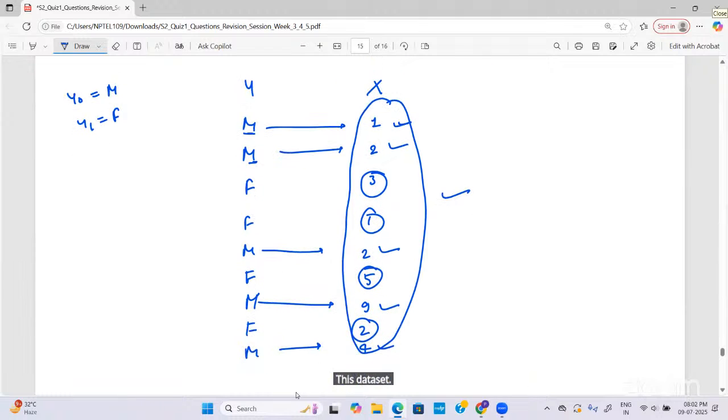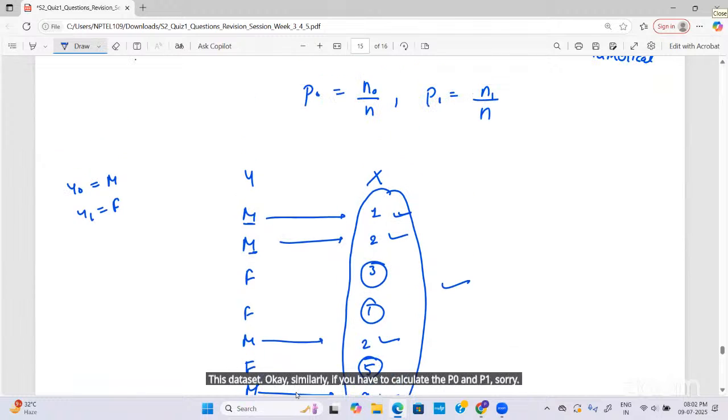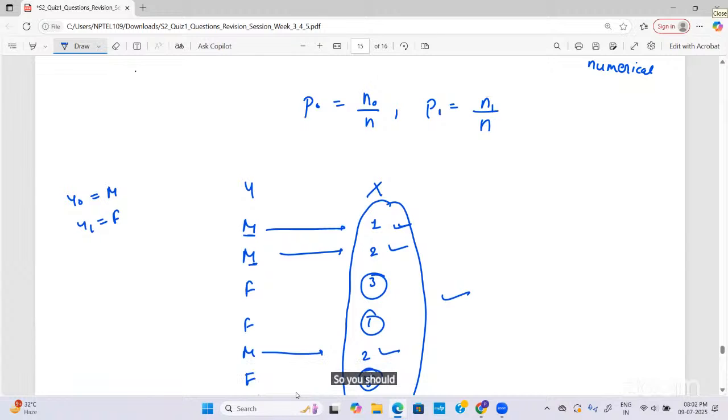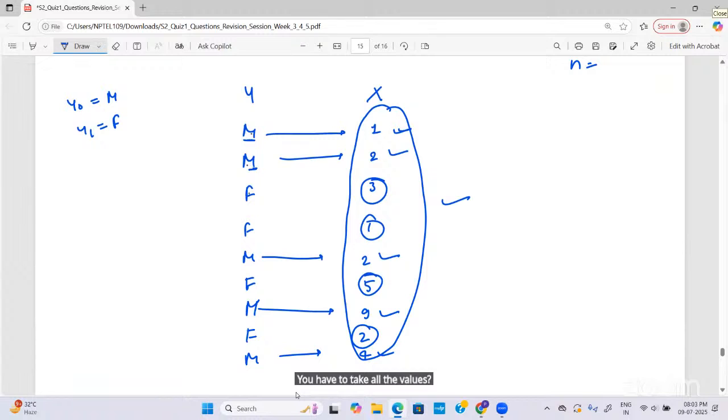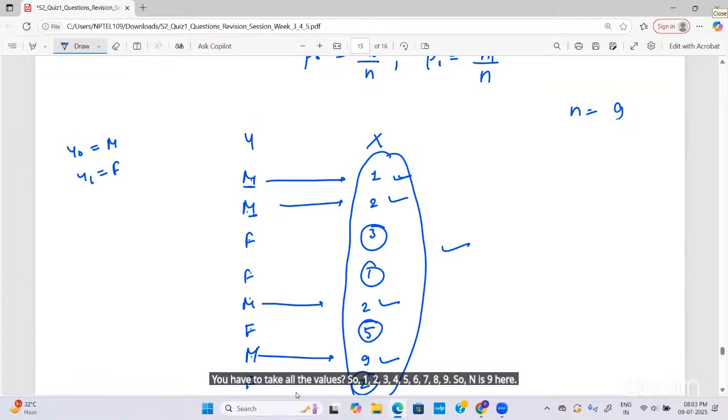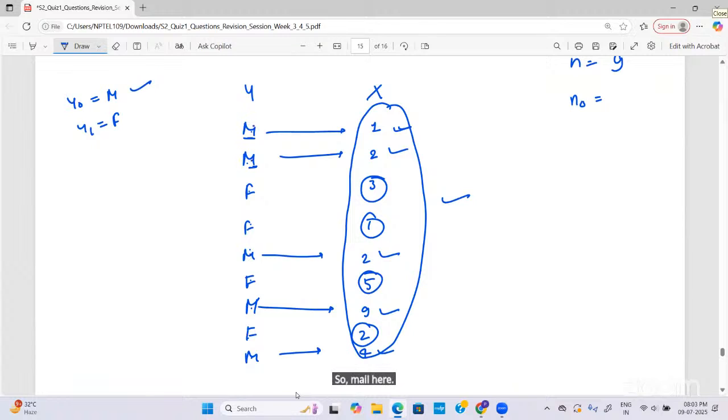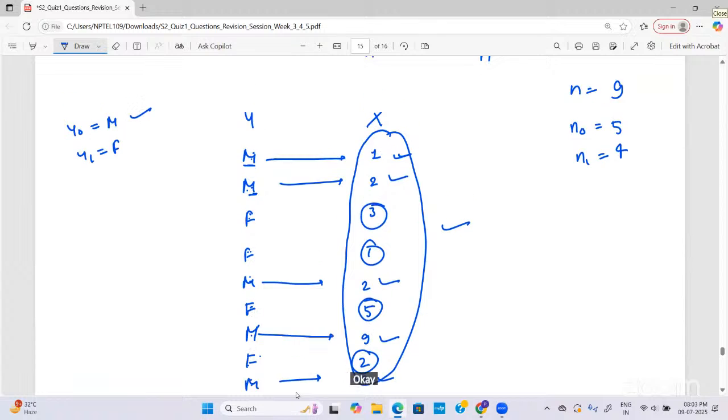Similarly, if you have to calculate P0 and P1, you should know the value of N0 and N. So N, you have to take all the values: 1, 2, 3, 4, 5, 6, 7, 8, 9. So N is 9 here. N0, which means the number of observations for male, here is 1, 2, 3, 4, 5. And N1 will be 4: 1, 2, 3, and 4. This is how we have to calculate.